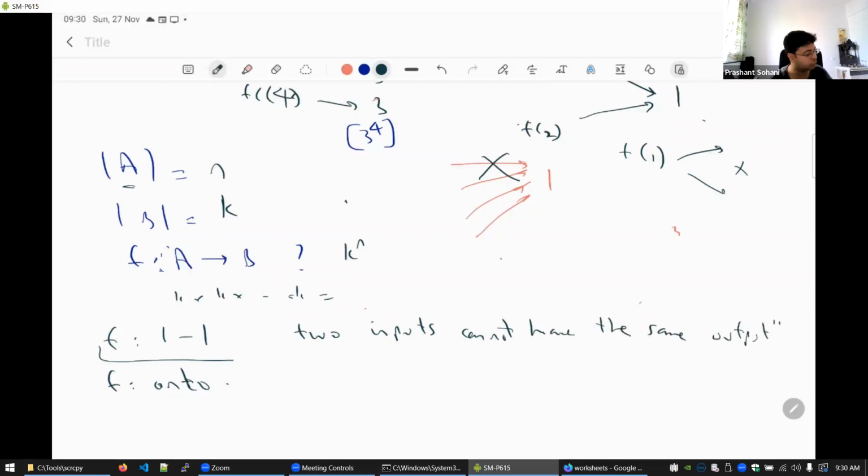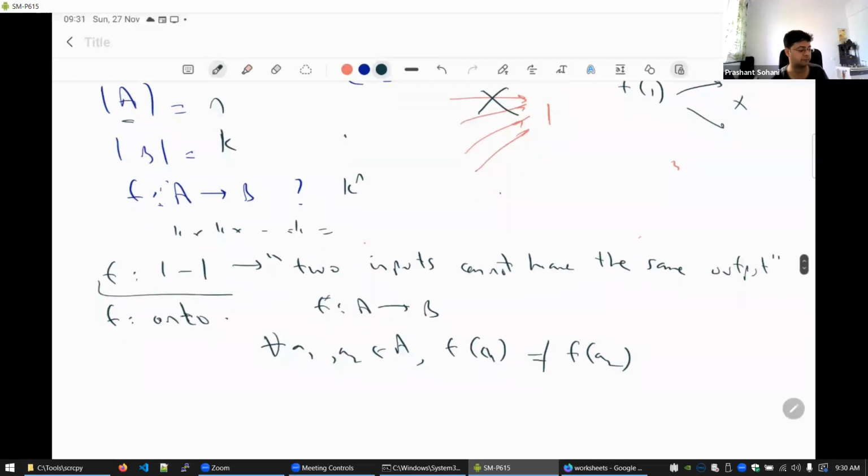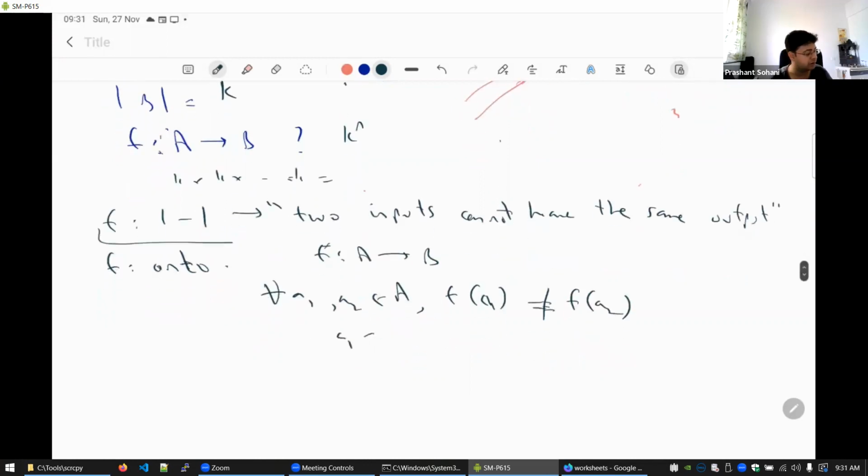That is a sort of crude way to put it. What is f is 1, 1 more formally? If f is a function going from A to B, we can say that for any two elements a1 and a2 in A, assuming a1 is not equal to a2, their outputs should also not be equal.